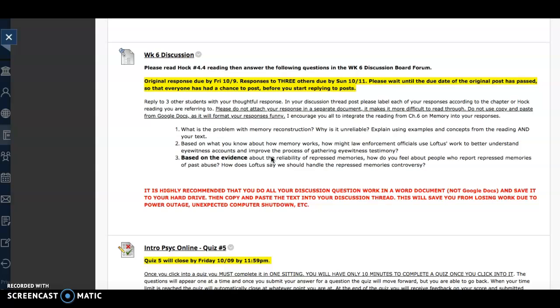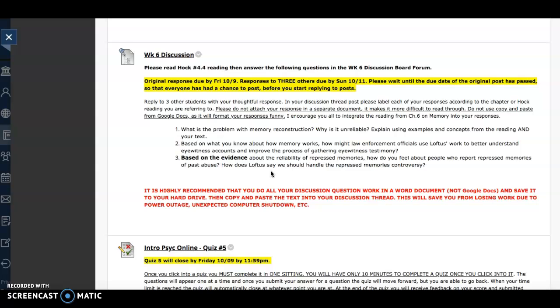And then, based on the evidence about reliability of repressed memories, how do you feel about people who report repressed memories of past abuse? This isn't what you think, this is based on the evidence. What does the evidence and the research show us about repressed memories?